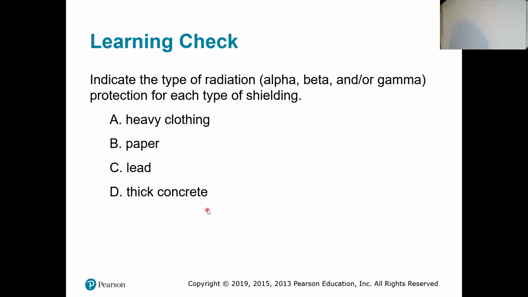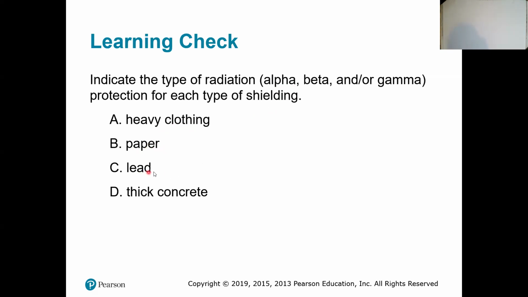And we want to be able to look at something like this and then figure out what type of radiation protection each of these would work for, like the different types of radiation. Could you use heavy clothing for alpha protection, beta protection, or gamma protection? Heavy clothing would be okay to use for alpha particles as well as beta particles, right? If we had paper as our shielding, then the only type of radiation that we could block would be our alpha particles.